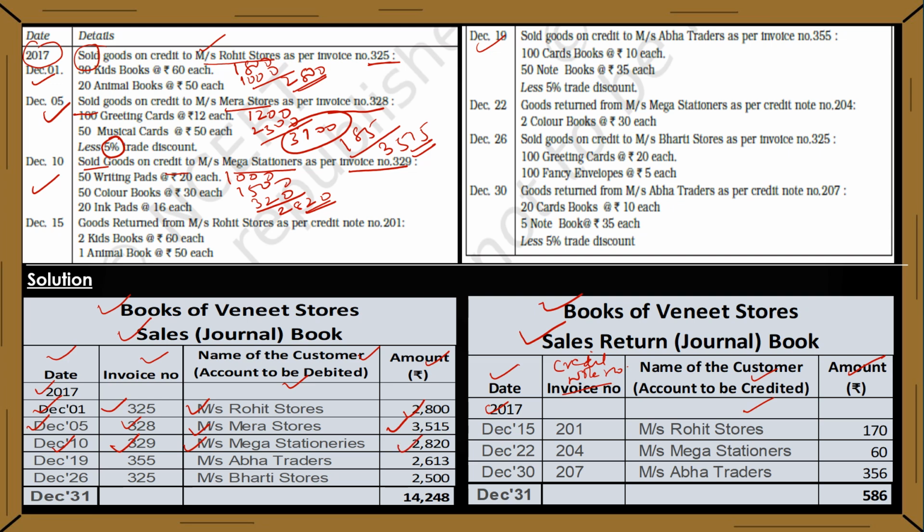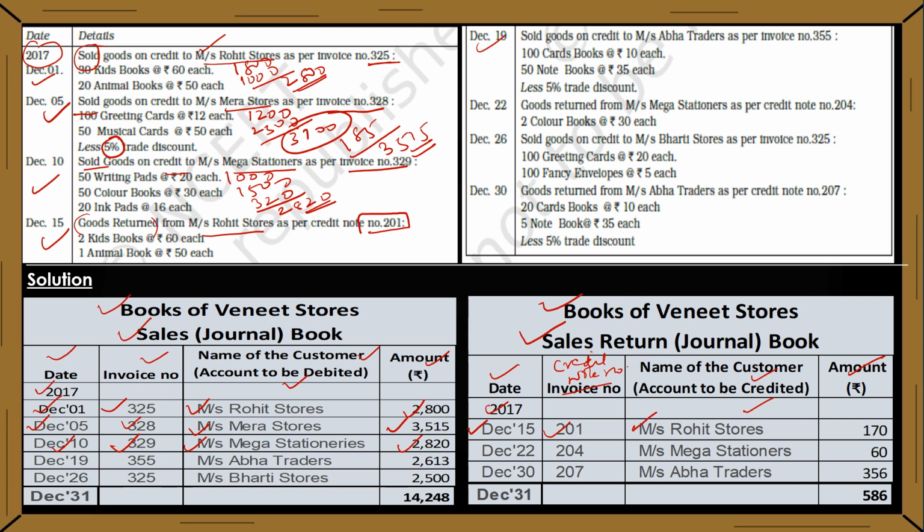Next, on December 15th, goods returned from Messrs. Rohit Stores as per credit note number 201. Now it is goods returned. So we have to write only in the sales return journal book. So under sales return journal book, see under date column we are taking December 15th and credit note number is what? 201. So under credit note number we are taking 201 and name of the customer, where account to be credited. Okay. Messrs. Rohit Stores.